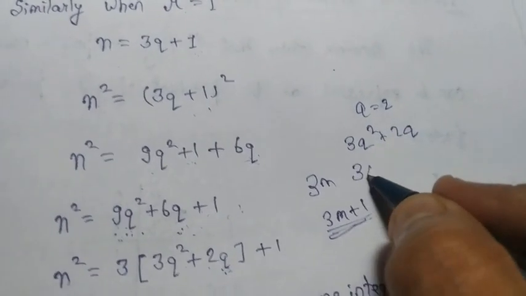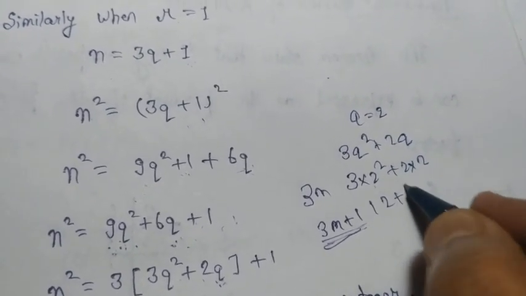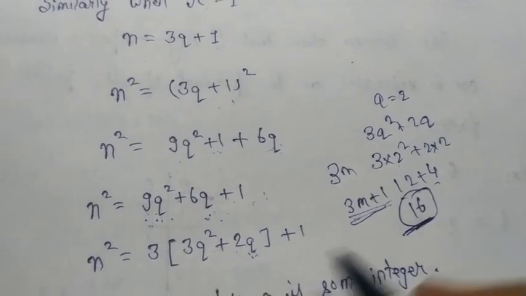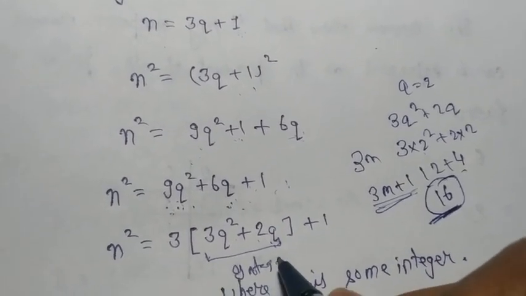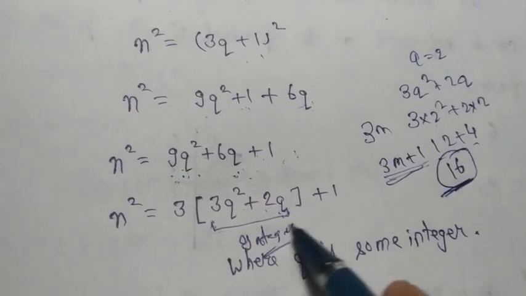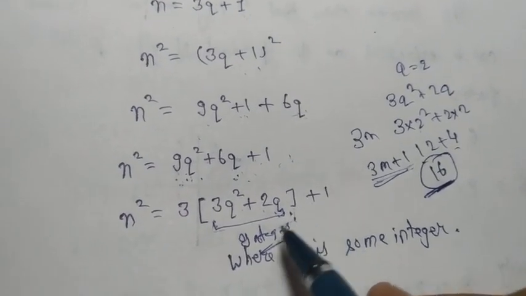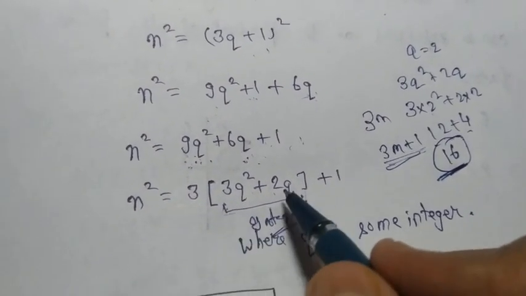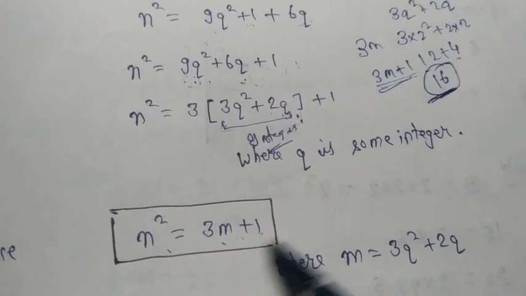What will be the value of 3q square plus 2q? It will be 3 into 2 square plus 2 into 2, so it will be 12 plus 4. 12 plus 4 will be 16, and 16 is also an integer. So this whole quantity will be an integer, and if it is an integer, this whole term can be replaced by a variable, that is m, because in the question m was written. So I have written here n square is equal to 3m plus 1 type.